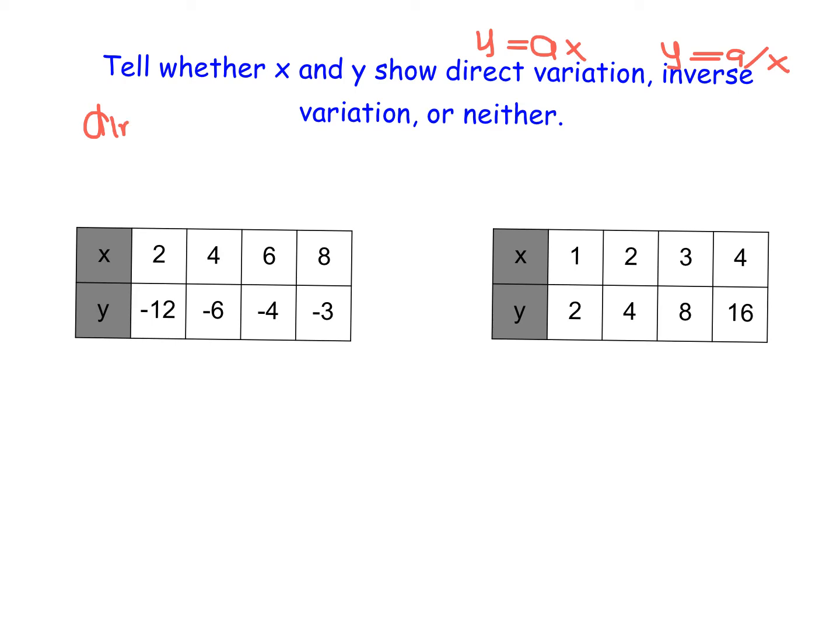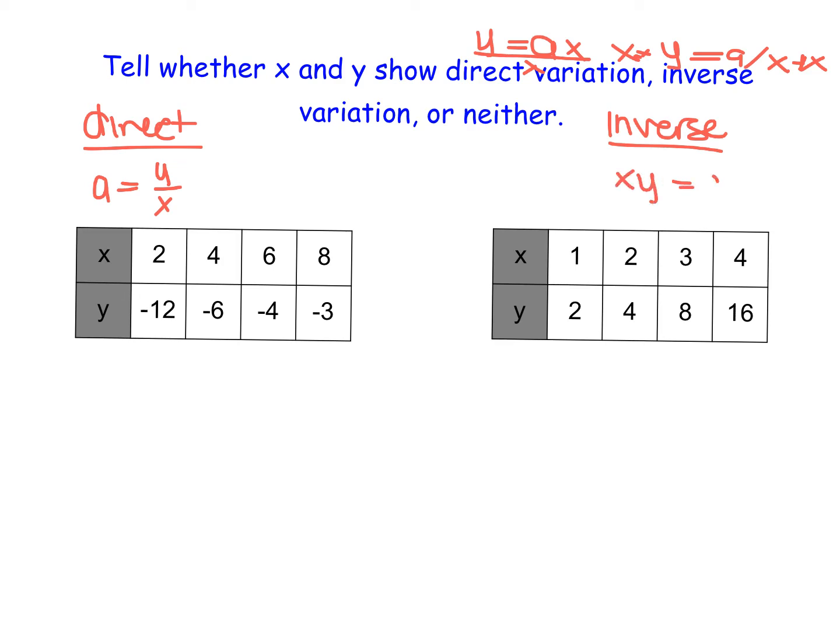So direct variation, if I rewrite it for a, I'm going to divide both sides by x to get a alone. So I have a is equal to y over x. Then if I have inverse variation, and I want to get a alone, I'm going to multiply both sides by x. So I essentially have x times y equals a.